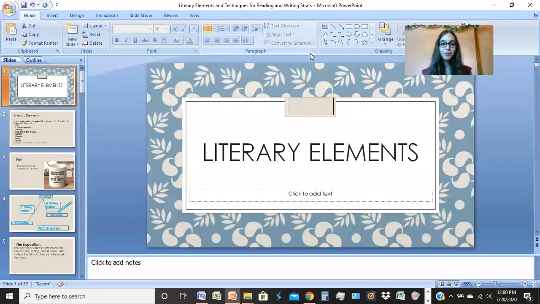All right, and those are our key literary elements and techniques. Like I said, those aren't all of them, but hopefully that has helped you to understand some of the most essential elements and some of the most important and most common literary techniques.